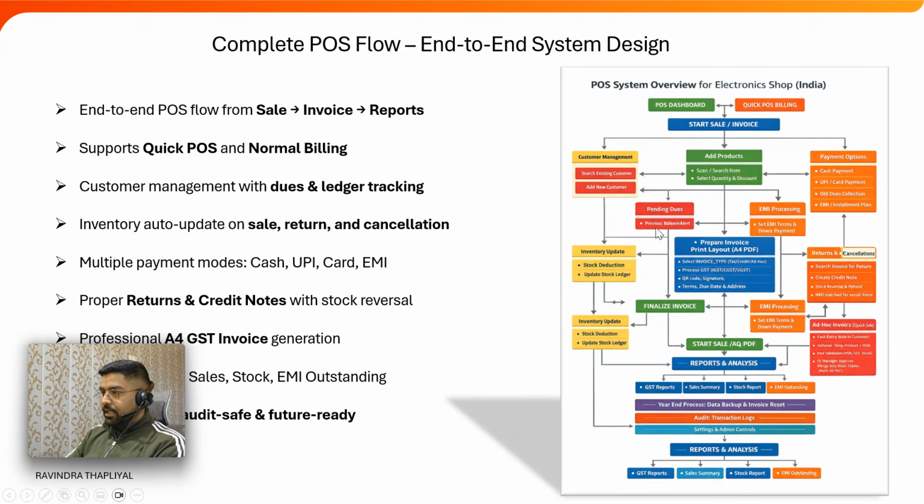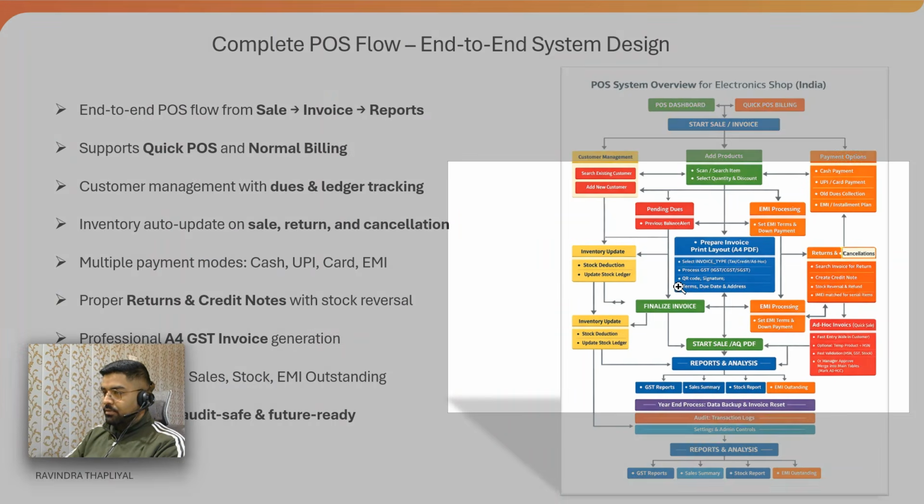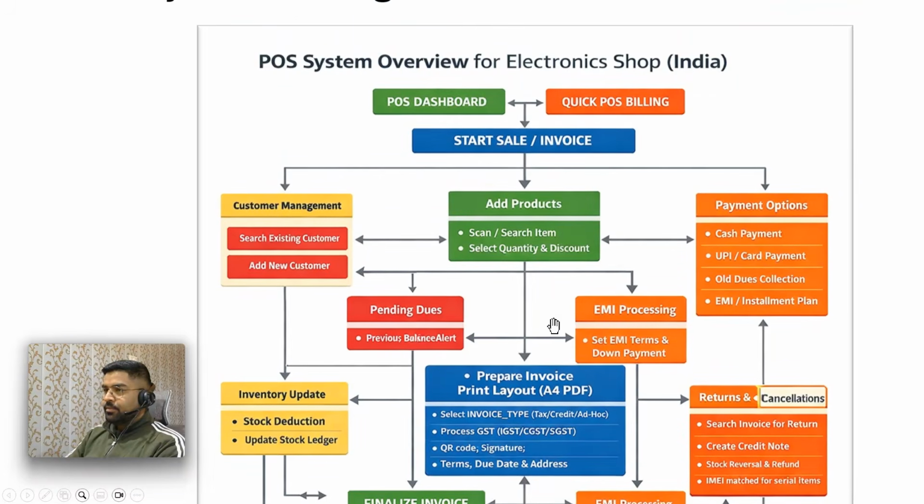So I will quickly magnify this one. Over here you can see the POS system overview for an electronic shop in India. You can take it as generic for the entire world. So we have the POS dashboard, quick POS billing, then we go with start sale and invoice. Then we have customer management, add product, and payment options. Add product is something which will come under a cashier, or you can say admin level.